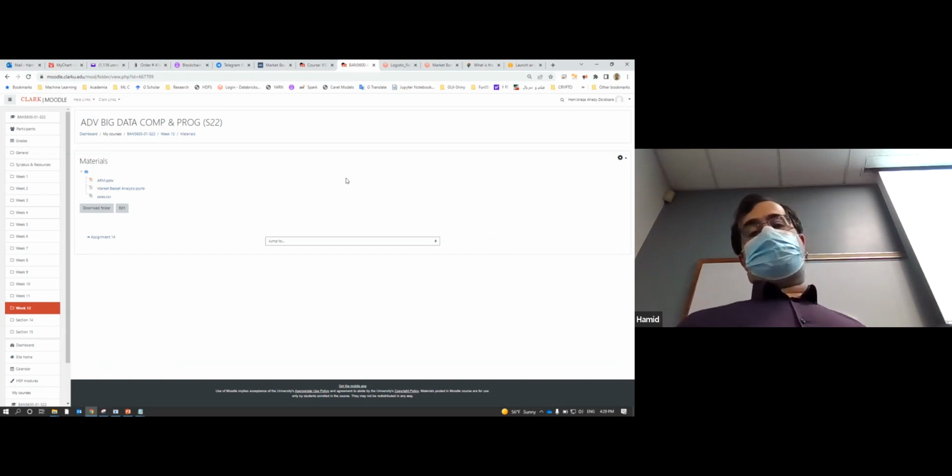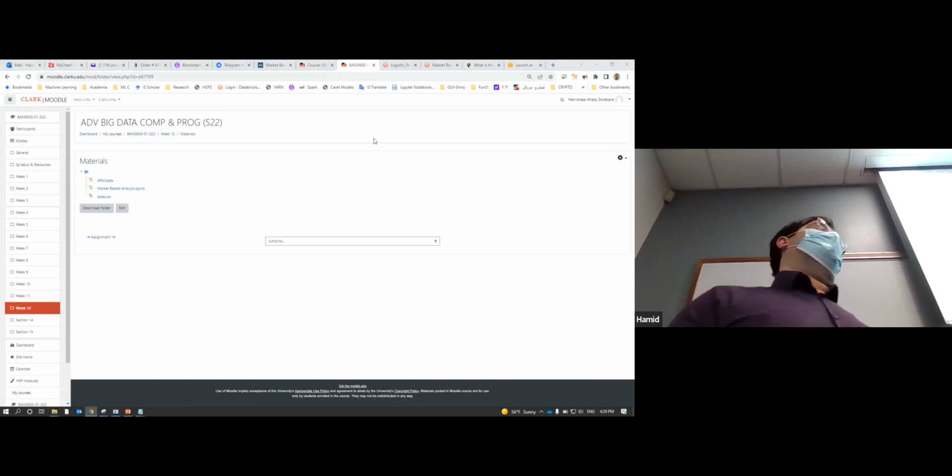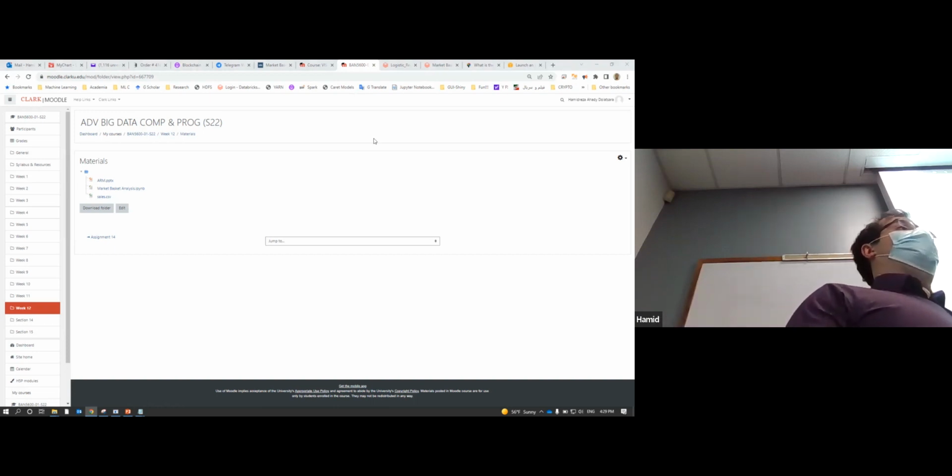Okay, for today's session, we still work with Databricks, and I'm going to show you how to do market basket analysis or association rule mining through PySpark. So before going further, please go over Moodle, download all the files, including the PowerPoint, and also please make a Databricks cluster and upload the CSV file that you see here over Databricks.